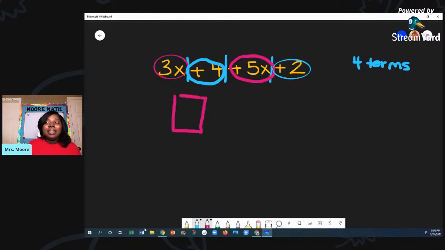And with this topic, it's really nice to have highlighters or markers because it really helps you keep track of the like terms. So we have 3x plus 5x is what?